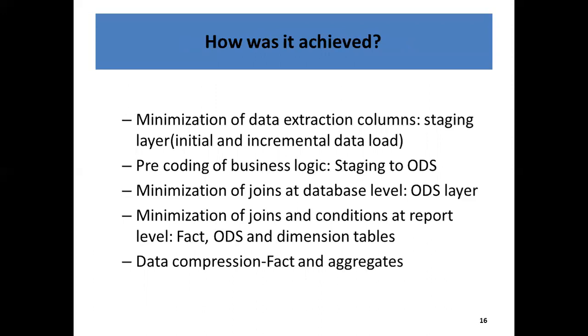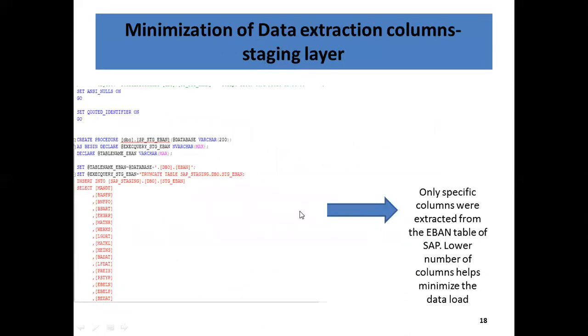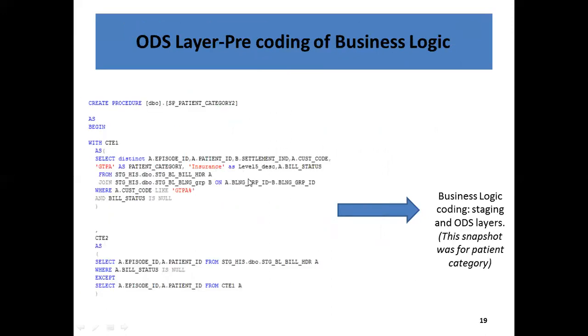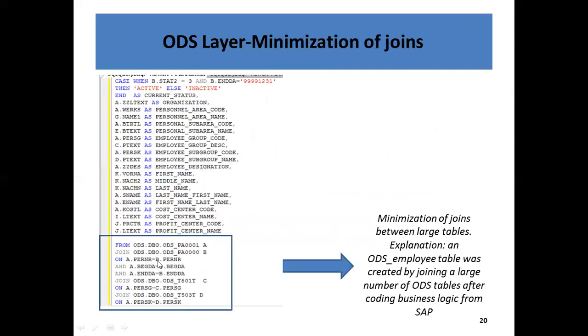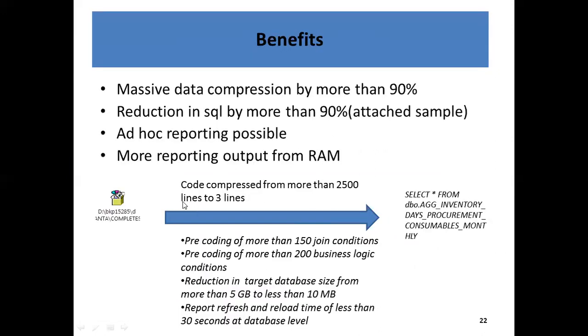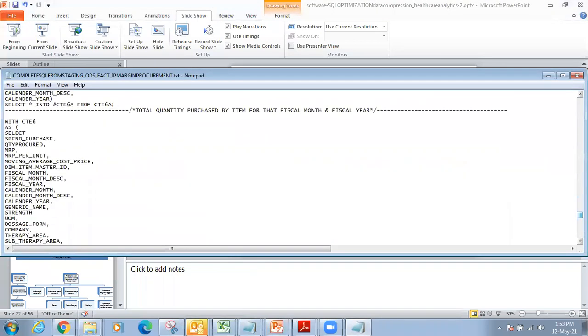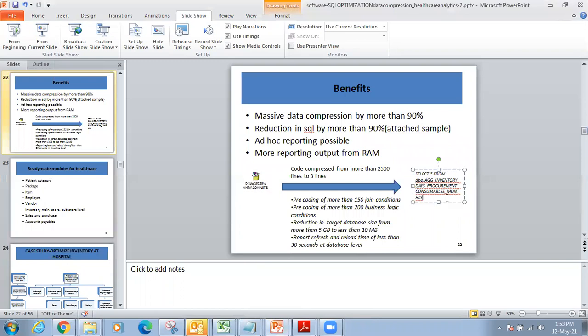The same thing, we took the data, extracted the required columns in staging, then from staging to ODS we coded the business logic, and then we minimized the joins in the ODS layer, and then we made the fact tables. So this is how it is done. Again, in the case of SAP, we extracted the required columns from SAP. Between the staging and ODS layer, we coded all the business logic, minimized the joins, and then generated aggregates for faster reporting. The benefit is that such a big procedure, which was initially used for the reports, has been compressed down to simply one line.